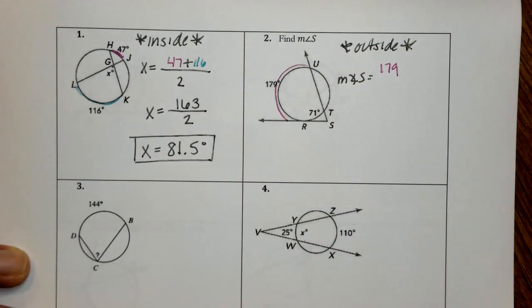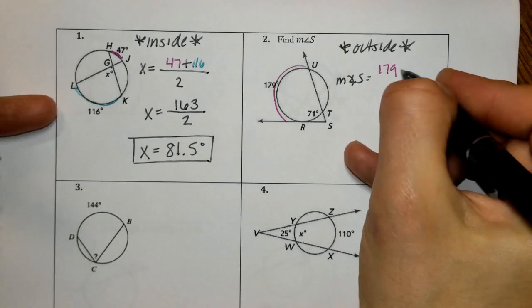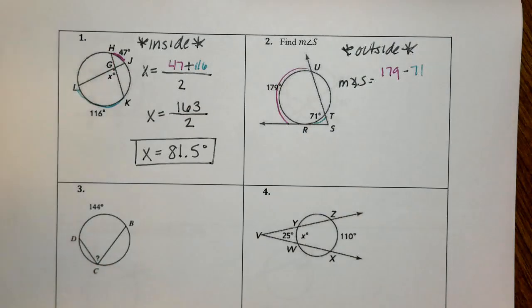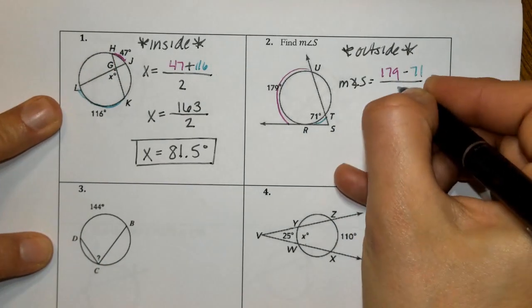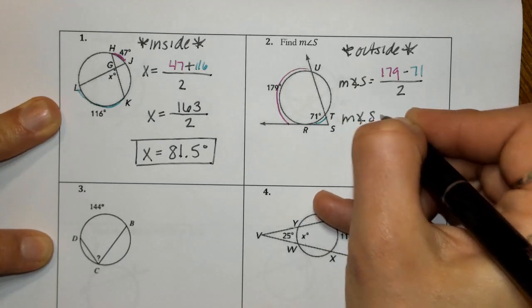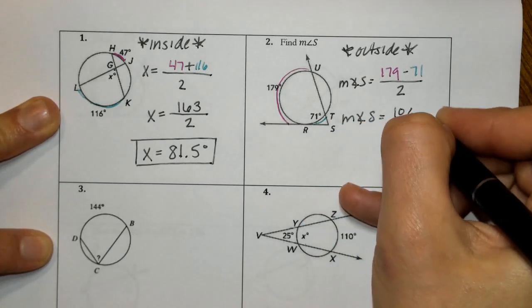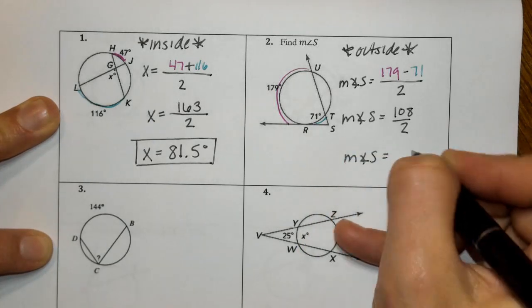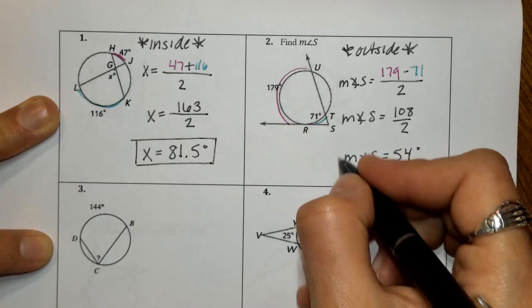179. We're going to subtract the smaller arc, 71, and then divide by 2. Once we complete the numerator, we get 108 divided by 2. And the measure of angle S will come out to 54 degrees.